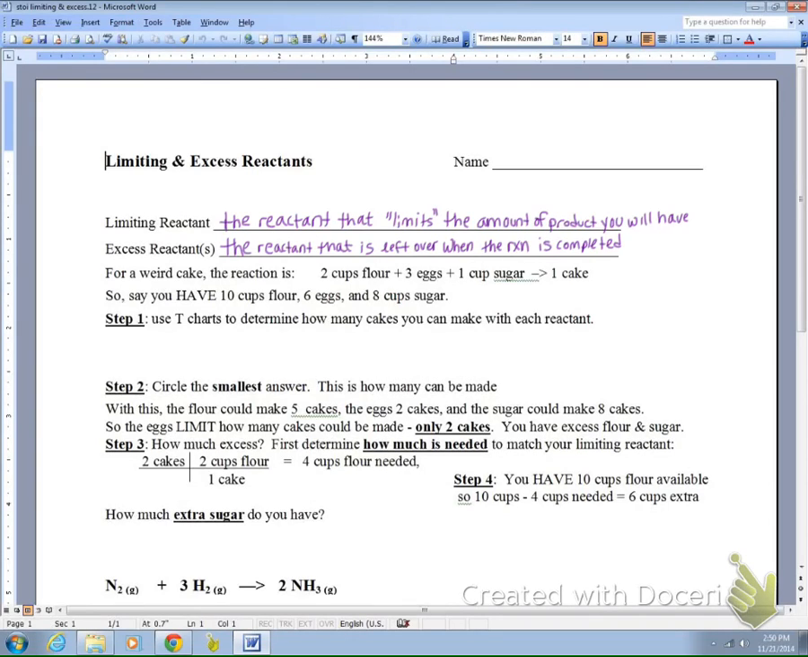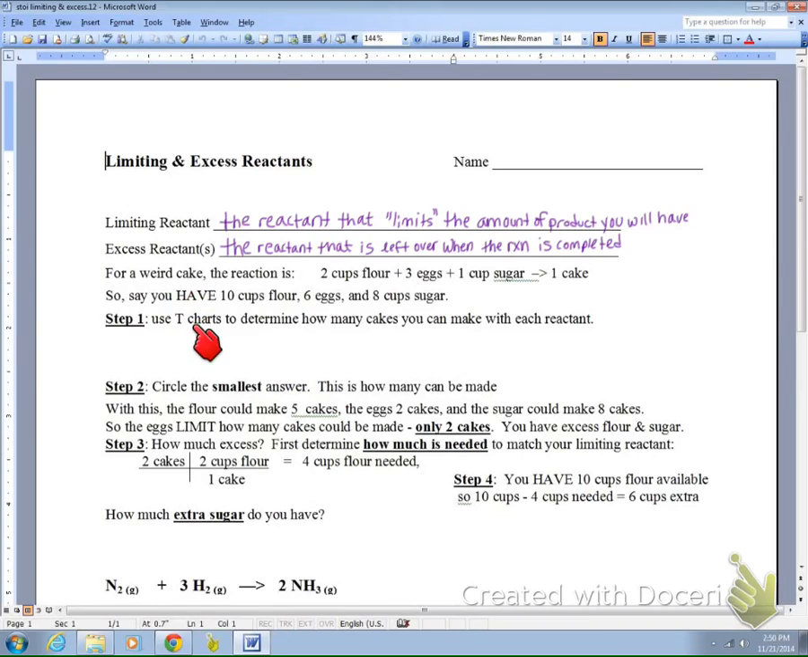If we have an example here, we're going to use a baking example to start. For a weird cake, our reaction is 2 cups of flour plus 3 eggs plus 1 cup of sugar, and we're going to yield 1 cake. We're going to treat this like our chemical reaction. Let's say that I have 10 cups of flour, 6 eggs, and 8 cups of sugar.